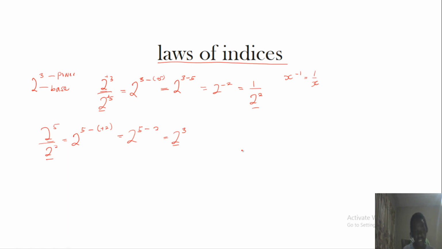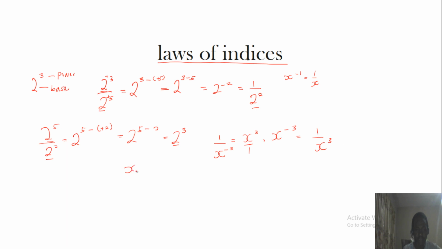Now, what we're saying is, for example, when you have 1 over x raised to the power minus 3, this becomes x raised to the power 3 over 1. When you have x raised to the power minus 3, it is the same as 1 over x raised to the power 3. You just have to understand the inverse.